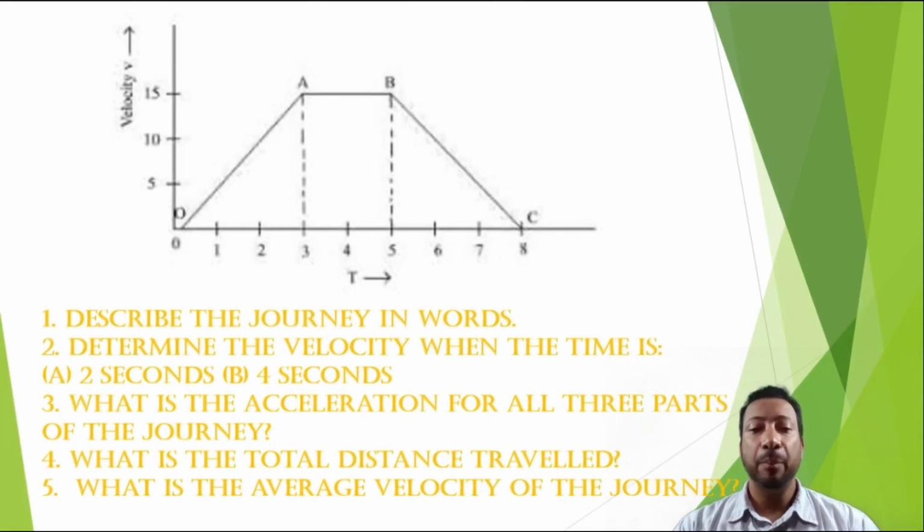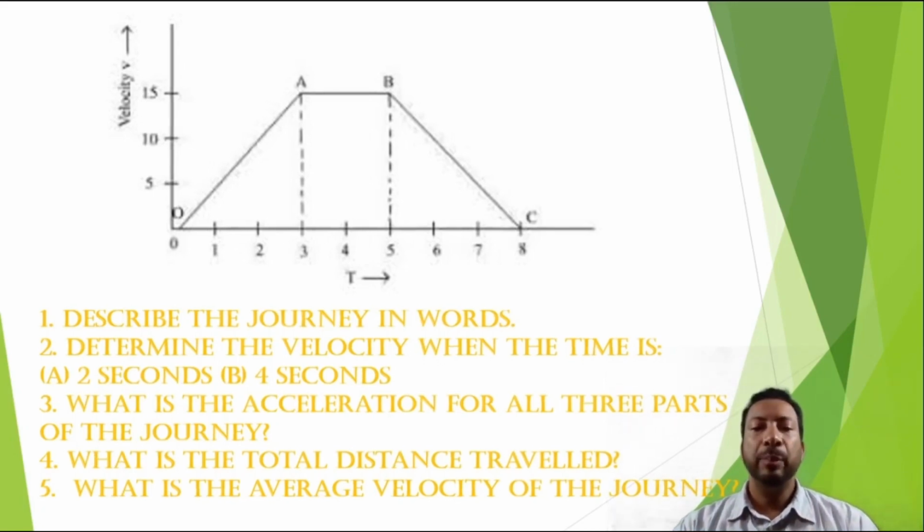Let's look at an example. Let's say we are asked to describe this journey that we see here in words. We're also to determine the velocity using this graph when the time is 2 seconds and 4 seconds. Also, we're to determine the acceleration for all three parts of the journey. And in addition to that, we're to find the total distance traveled and the average velocity of the journey. So let's begin with part one.